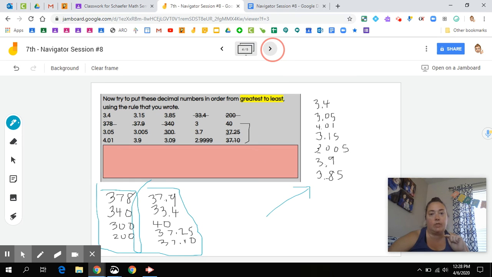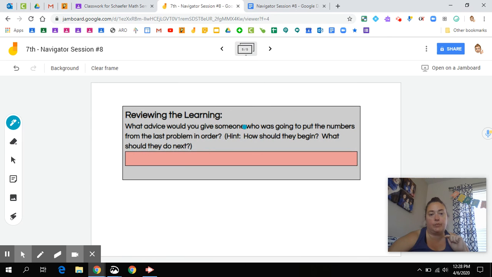Okay, so you should have this one done, and let's look at our last part, which is our reflection. So what advice would you give someone who is going to do that last problem with all those numbers that we had? What advice would you give them in order to get all of those numbers in order? So think about, where should they begin? Did they start on the right-hand side of the numbers, on the left-hand side of the numbers? Did we organize them in some way to begin with? How should we do it? And then what should they do next, and so on. So when you're ready, you'll write your reflection also.